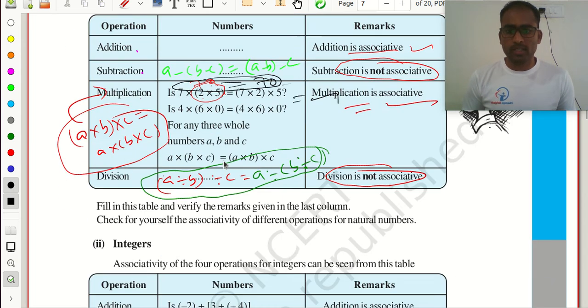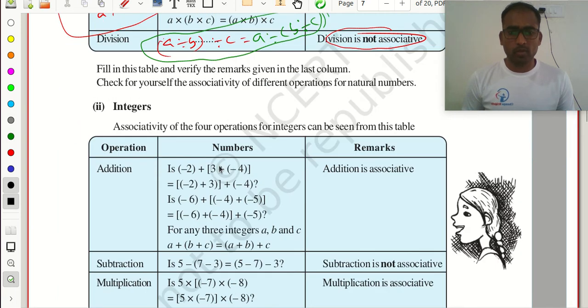Yes, we did the associativity property for the whole numbers. Next, we will do it for the integers. The associativity property for whole numbers is completed. Next, we will deal with the integers.